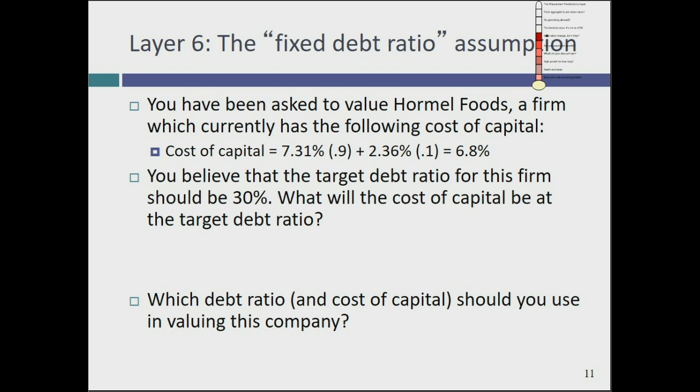I can't keep the cost of equity and cost of debt fixed and change the weights to 70 and 30, right? Because if I do that, what's going to happen? My cost of capital will always go down. It's a math problem. My cost of debt is lower than the cost of equity. So what's the right thing to do? What do I need to do as my debt ratio goes from 10 to 30%?